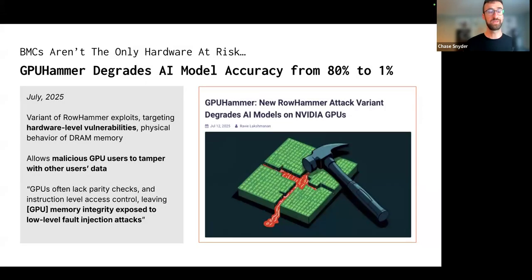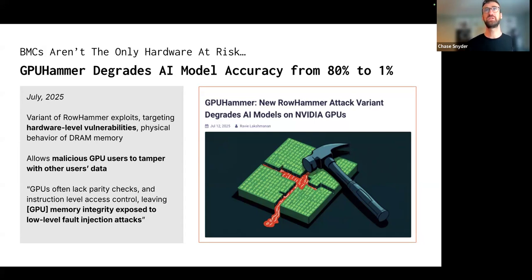Just one example, just recently, a variant of the Rowhammer exploit was found to be viable to use against NVIDIA GPUs as well. So this is a hardware-level vulnerability that affects the physical behavior of DRAM memory and would potentially allow a malicious GPU user to tamper with another user's data. And something that was noted that I think is really critical in the research that disclosed this potential vulnerability is that GPUs often lack parity checks and instruction-level access control, leaving GPU memory integrity exposed to low-level fault injection attacks.